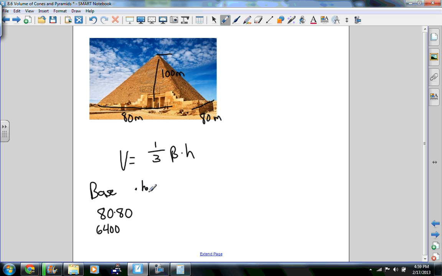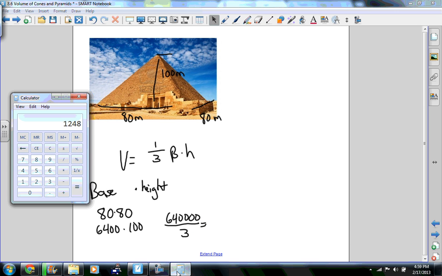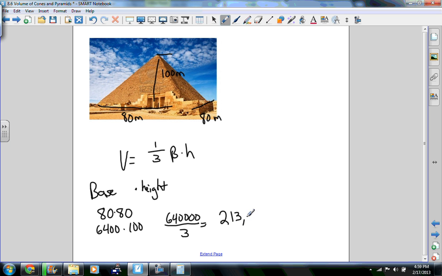We then take that times the height, which in this case is 100, so it adds 2 zeros to it. So that's 640,000. We then take that number and we divide by 3. And that's getting a little bit tough for me to do in my head. We get 213,333 approximately. And since it's volume, we do meters cubed. So that's what we do. Area of the base, right here, times the height, divided by 3.